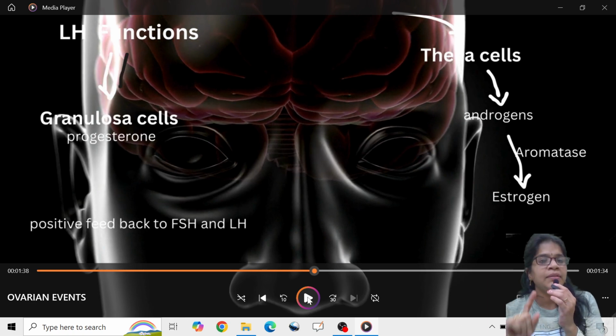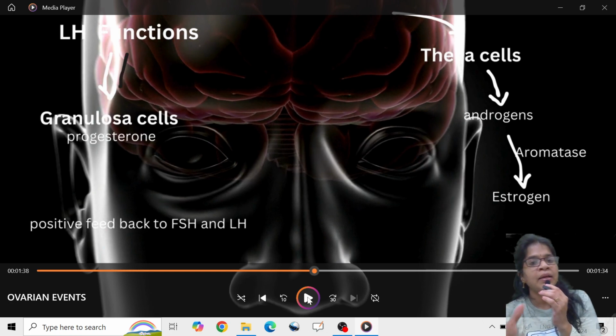At the same time, the luteinizing hormone, if it is acting upon the theca cells of your primordial follicle, gives you androgens. Okay, and these androgens in the presence of an enzyme called aromatase will again produce the estrogen. So again, what is LH doing? At the same time, it is producing the estrogen acting upon the theca cells. At the same time, LH is also acting upon the granulosa cells. Acting upon the granulosa cells, it is producing the progesterone.